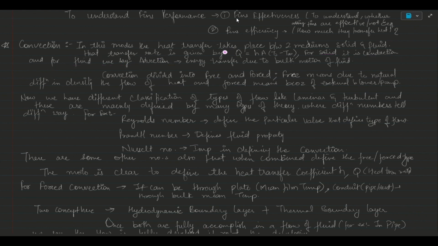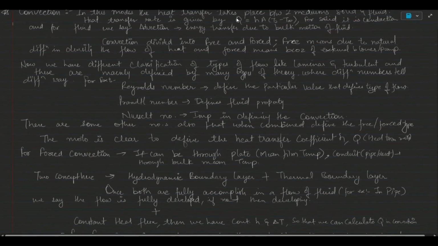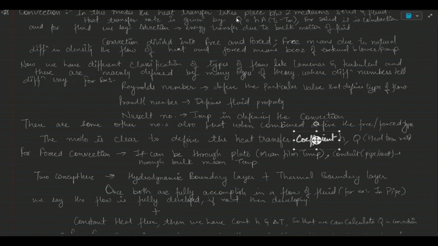When we combine both of them, because convection is in two mediums, we say it is convection, that is a bulk motion, transfer of the bulk motion of fluid. Now, very simple case, the convection is further divided into the free and forced type. Free, we all know, like here the transfer of heat is happening due to the natural difference in density between two mediums, and the flow of heat is happening because of the simplistic difference in the density.